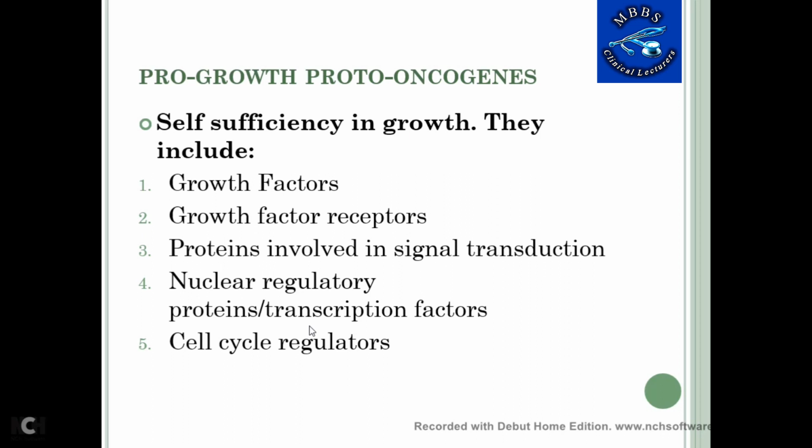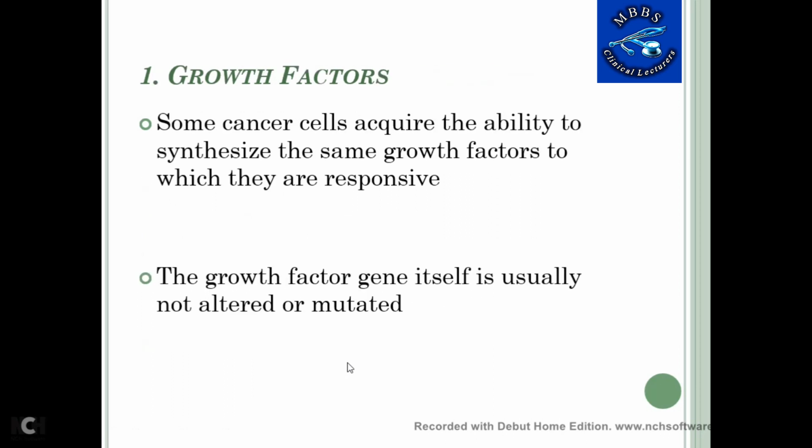So, pro-growth. Now, there are some cells which are self-sufficient in producing their own growth factors. So they form growth factors, they form growth factor receptors, and they act in signal transduction through proteins. Then there are some nuclear regulatory proteins which are proto-oncogenes, and then there are some cell cycle regulators. I'll give you a brief touch upon all of these, but not in great detail.